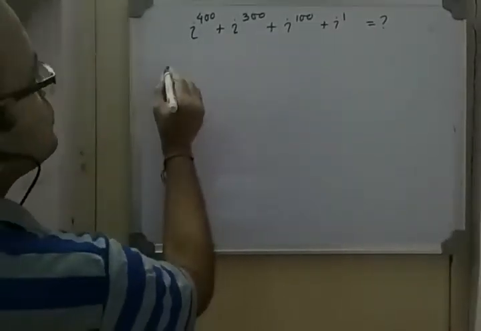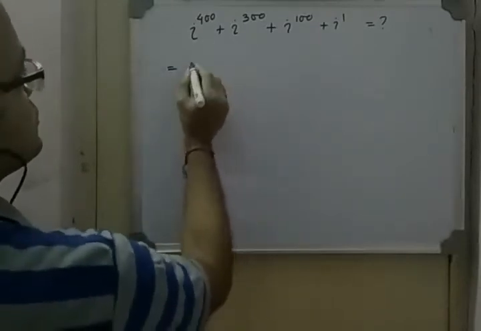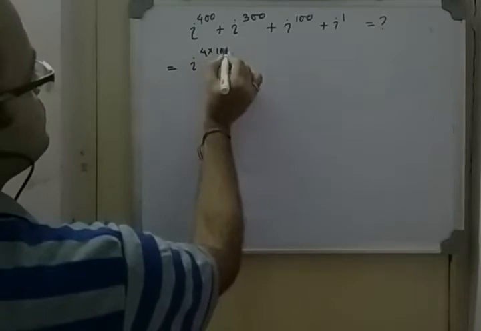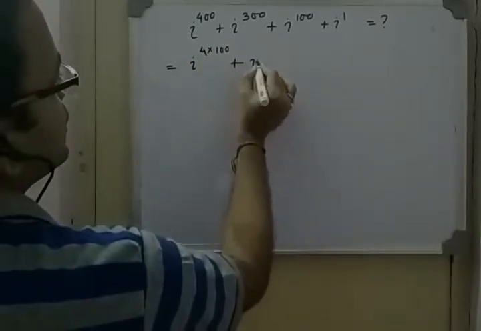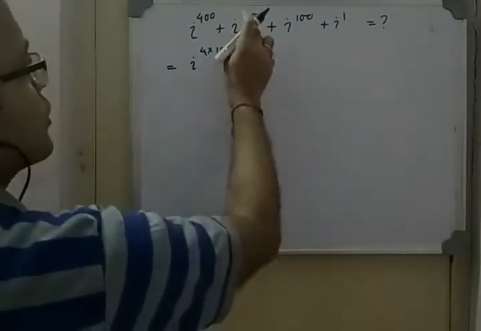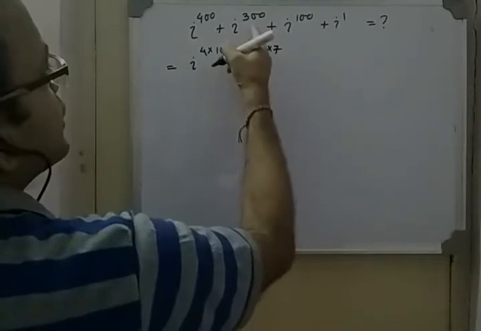So we will write every power as a multiple of 4 first. If it is completely done, then it's okay. Otherwise we will adjust some values, like for here it is 4 sevens are 28.